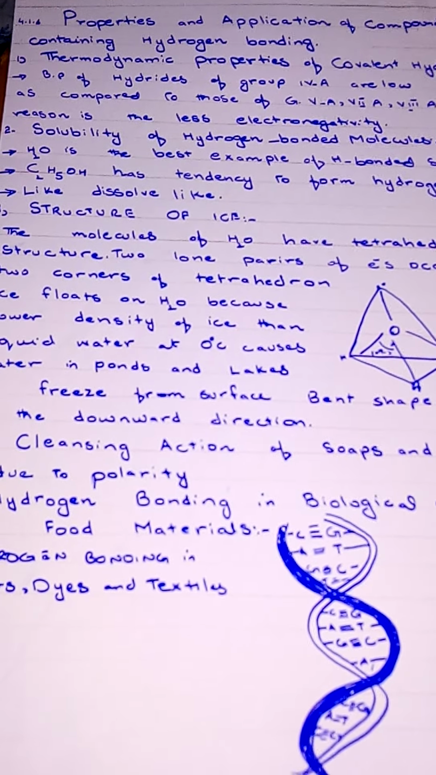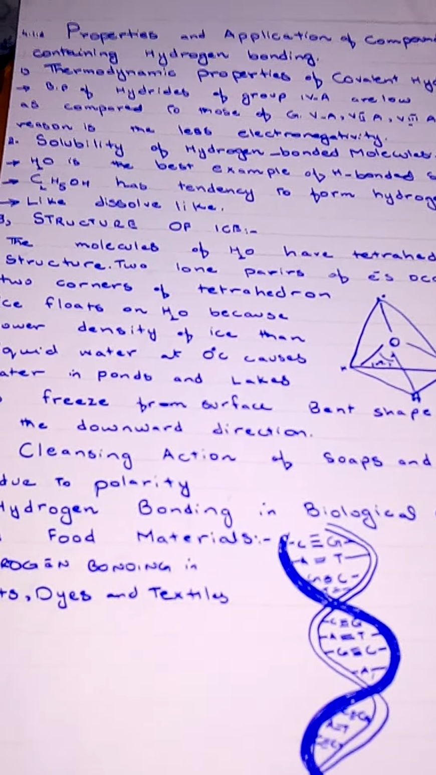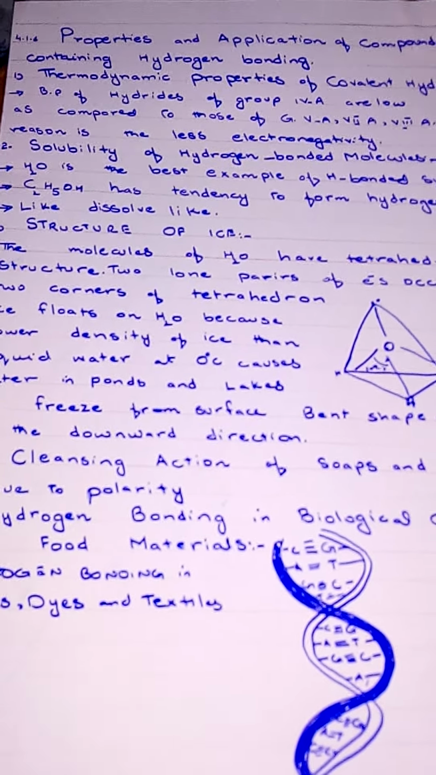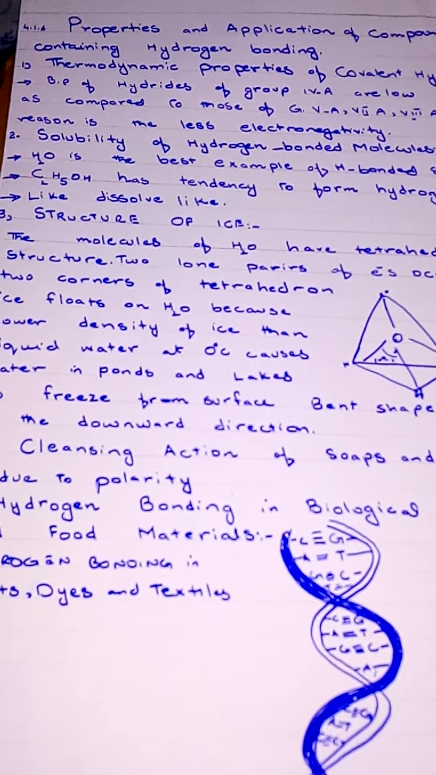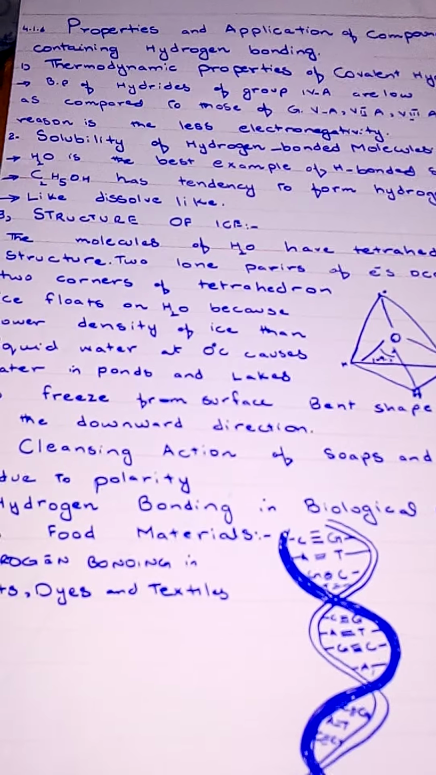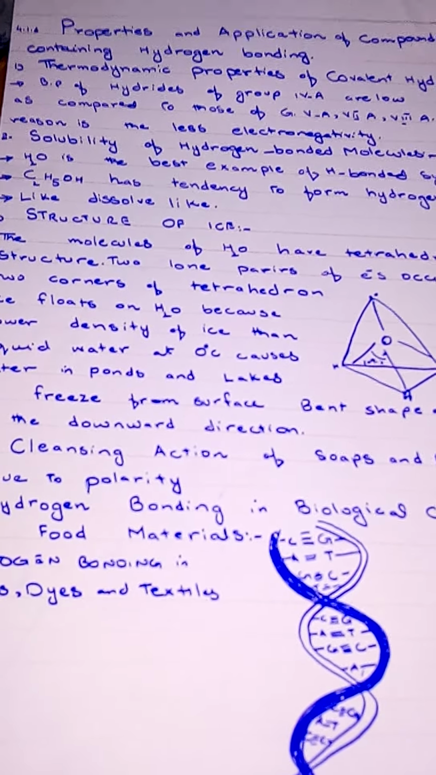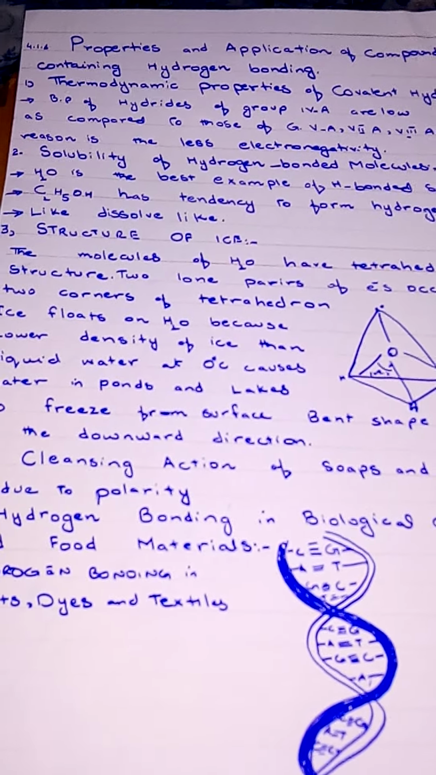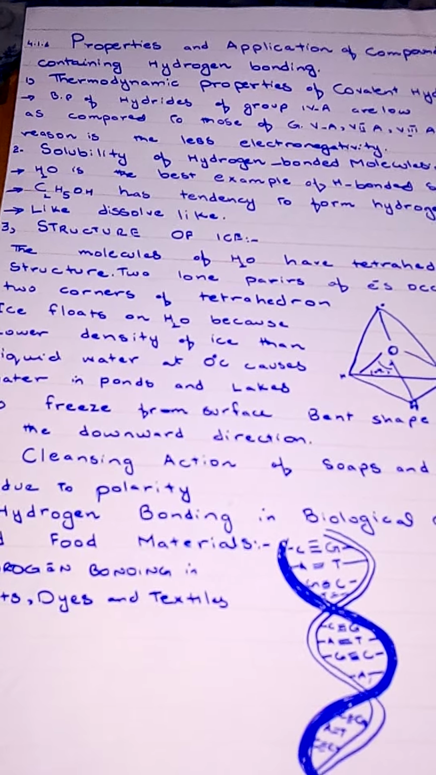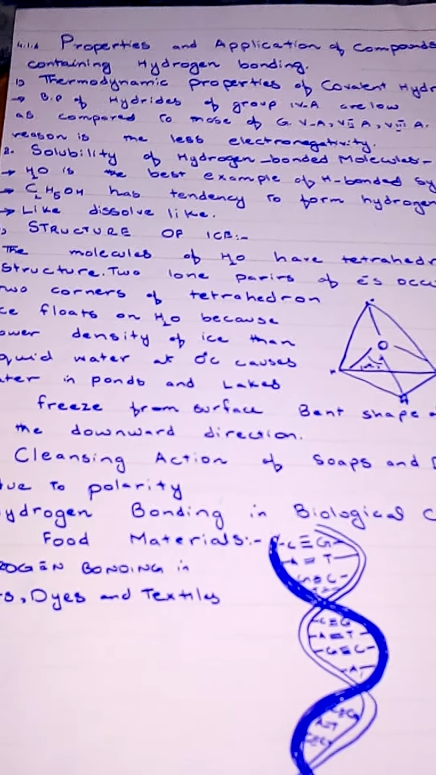We use cotton, silk, or synthetic fiber for clothing. Hydrogen bonding is of vital importance in these thread making materials. This hydrogen bonding is responsible for their rigidity and tensile strength.